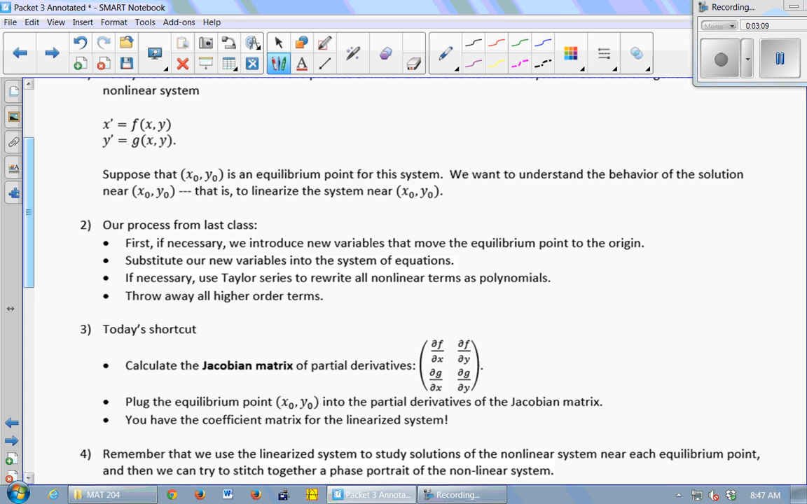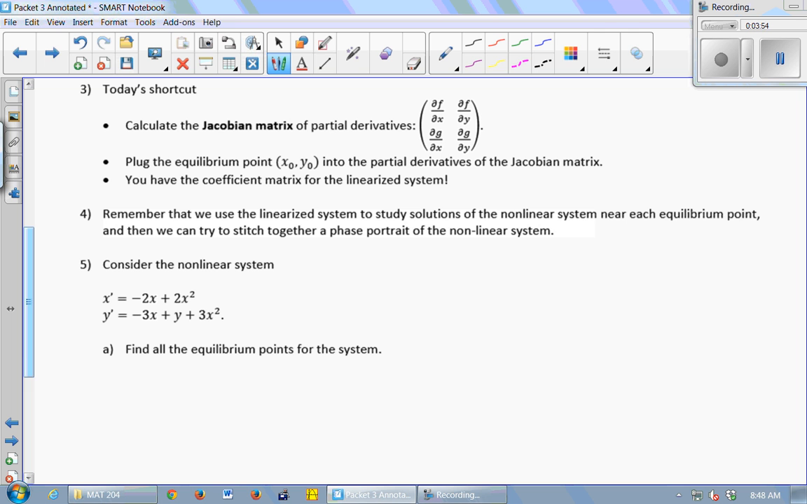Then we have to substitute our new variables into the system. Then if you have nonlinear terms that aren't polynomials, you use a Taylor polynomial to replace them. So I don't think many of you got to the second example where you had to do that in class. In the second example, the nonlinear term was sine of x. And sine of x, when you're really close to 0, is not negligible in size. You can't just throw it away, because when you're near 0, the sine of x isn't closer to 0 than a linear term. So instead, you replace sine of x with its Taylor series and then throw away the higher order terms.